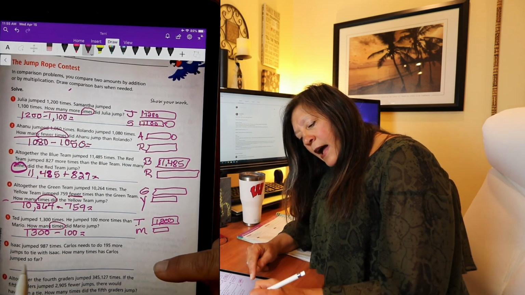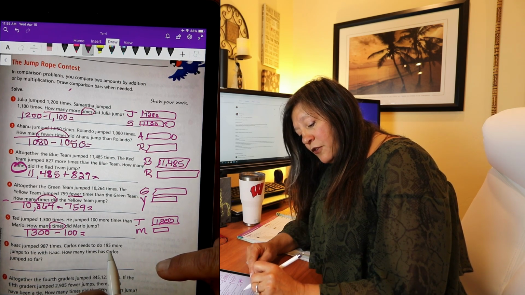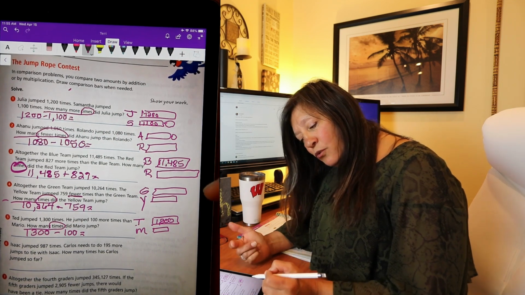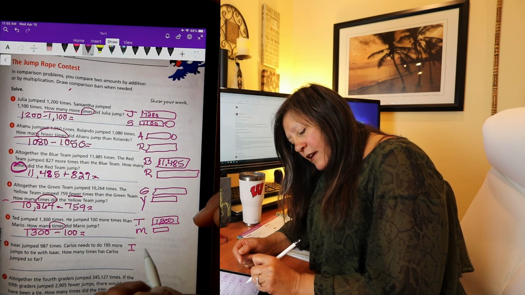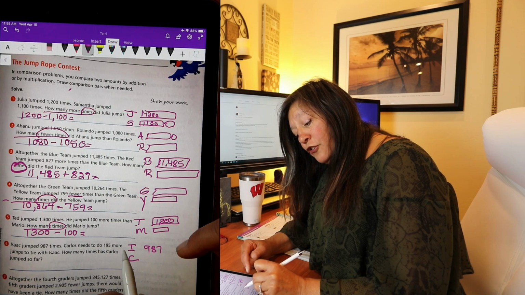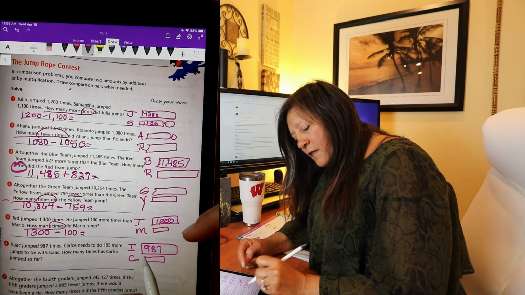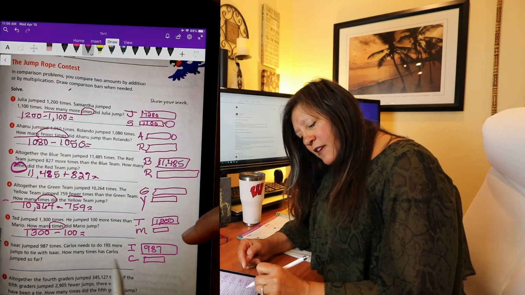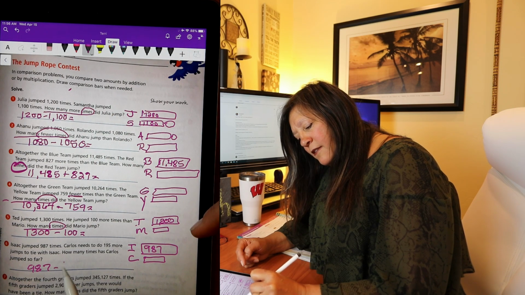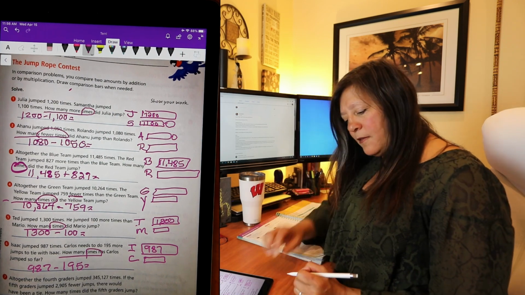Number six, Isaac jumped 987 times. Carlos needs to do 195 more jumps to tie with Isaac. So who jumped more? Well, Isaac is 987, and Carlos needs to jump 195 more to tie Isaac. That means Carlos jumped less. How many times has Carlos jumped so far? Take 987 minus 195 and label it with times.